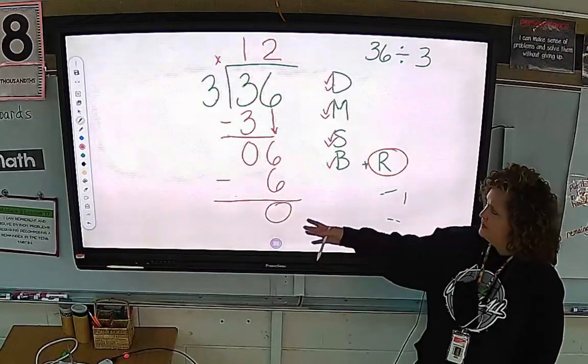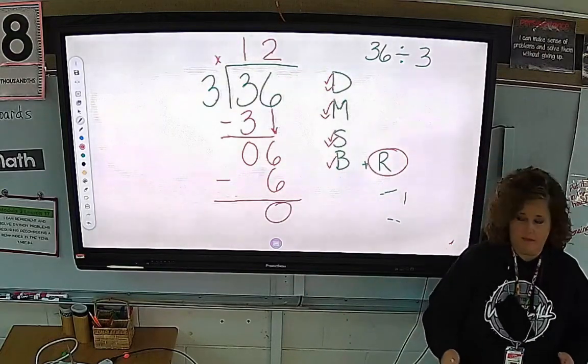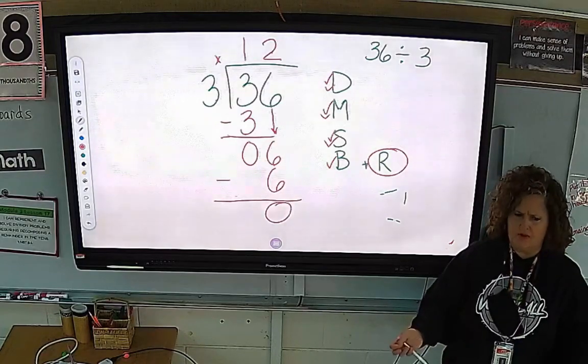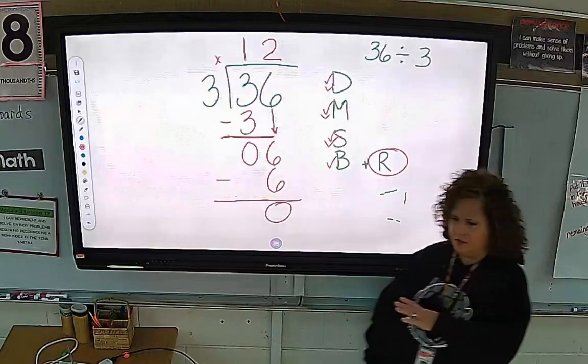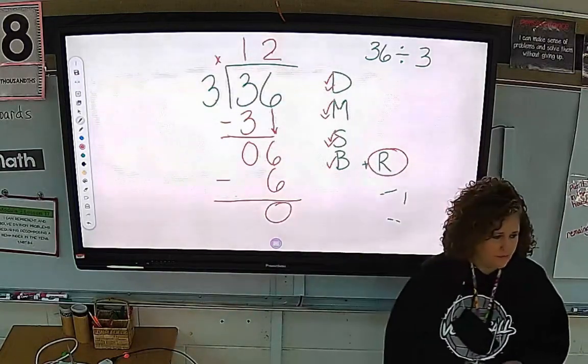And if we've gotten to 0 and there's no more digits to bring down, we know we're finished for sure. And there's no remainder, is there? No. Do you have to write remainder 0? No. Don't even worry about doing that. You don't have to do that. Just a waste of time. It is. Okay.